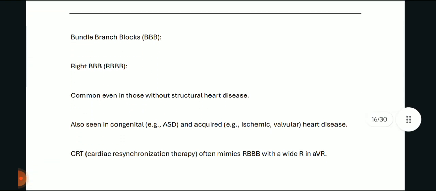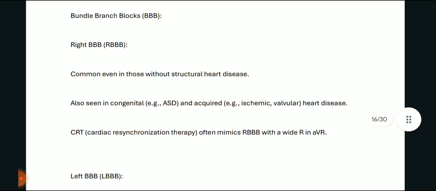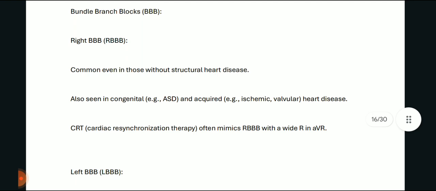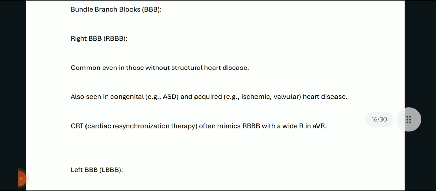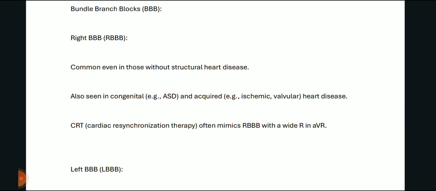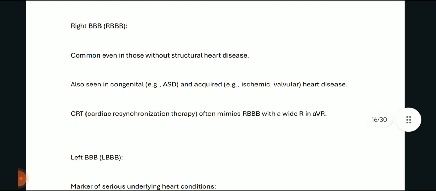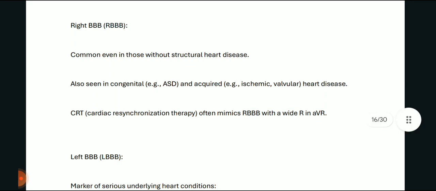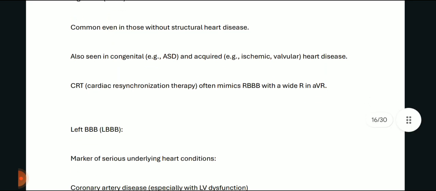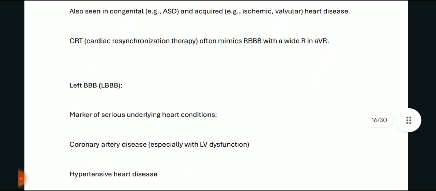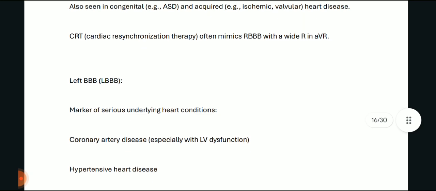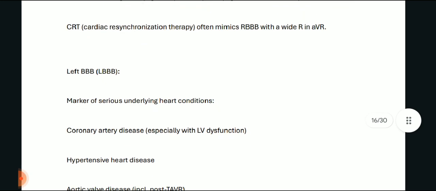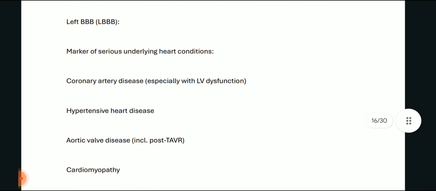There can be bundle branch blocks. We have talked about it already. But in which diseases can right or left bundle branch blocks be seen? Right bundle branch block is common even in those without structural heart disease. It is also seen in congenital conditions, for example atrial septal defect, and acquired ones like ischemic or valvular heart disease. In CRT, cardiac resynchronization therapy, this also mimics right bundle branch block with a wide R in aVR.